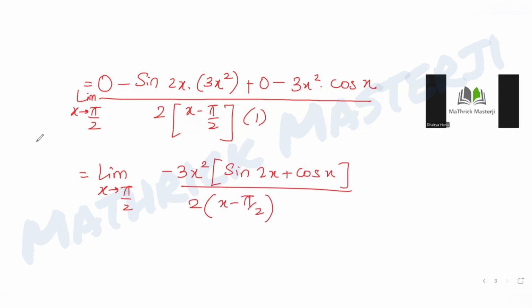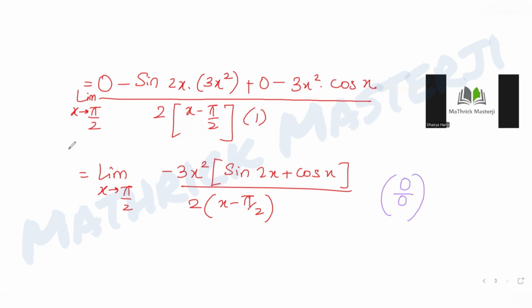Now, if I put my value of the limits here, let's check what you get. Pi over 2 minus pi over 2 is again 0. And in the numerator, I get minus 3 (pi over 2) the whole squared, sine 2 into pi over 2, which is sine pi, is 0. Cos of pi over 2 is also 0. So you get this also turning out to be 0. So you have a 0 by 0 form.